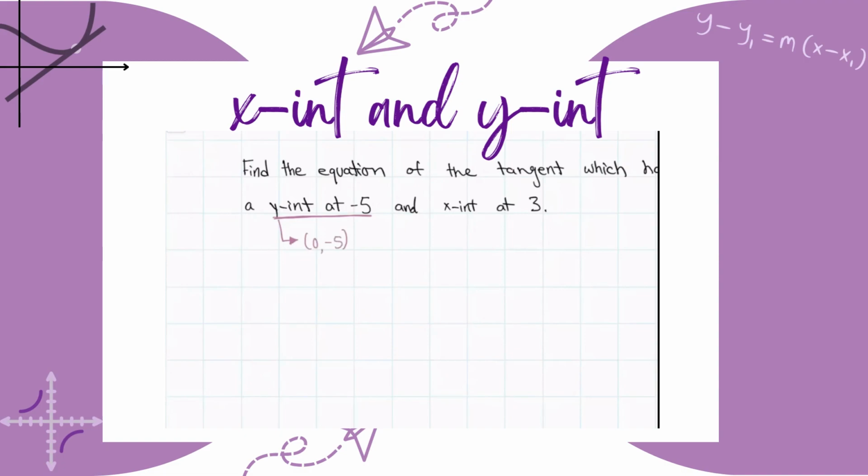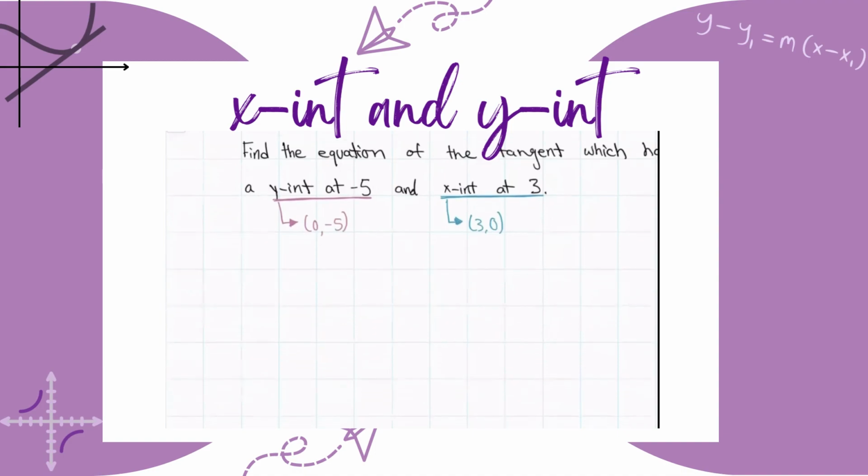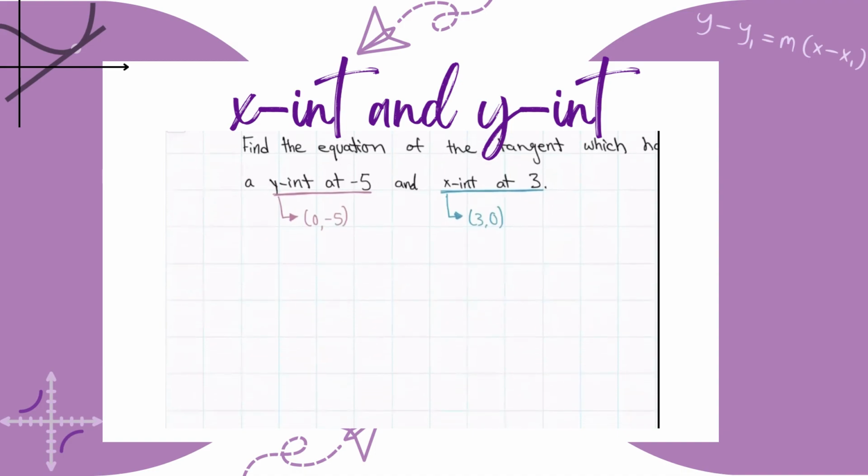So y-intercept, we know that x is always located at 0. Oh yeah, okay. So what would this particular point be located? 3 and 0. Good. So now that we have the 2 points, what do we need to do? Find the slope and then find the equation after the slope.